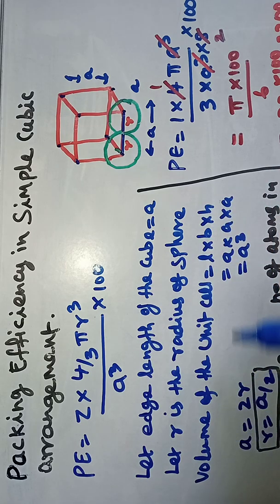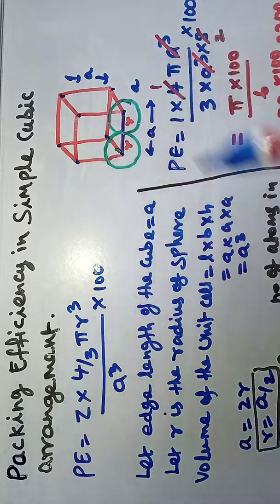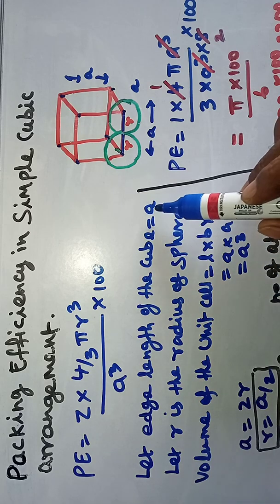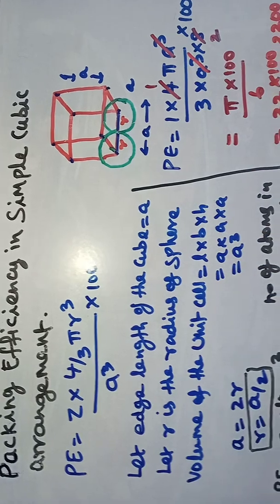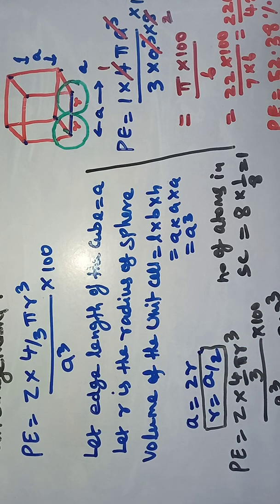Then volume of the unit cell is equal to length into breadth into height. Length, breadth, height are all A. So we put A into A into A is equal to A cube. Now we relate edge length and the radius. We get A is equal to 2r. From this r is equal to A by 2. This is the relation between edge length and the radius.